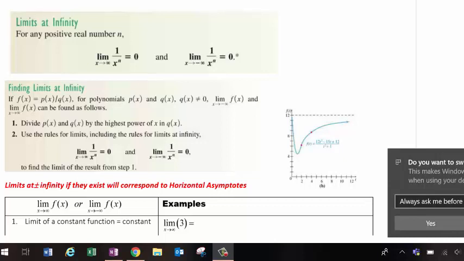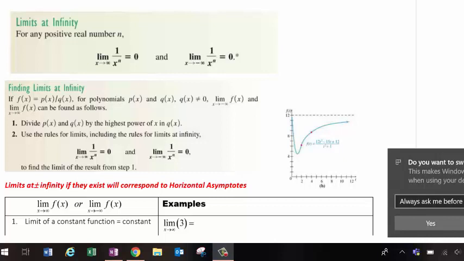So the last part of 3.1 with limits, we're going to be looking at limits not as they approach an actual x value. We are going to be looking at the end behavior, which is as x goes to infinity, which would be the far right of the graph, and as x goes to negative infinity, which would be to the far left of the graph. That's what we're looking for.